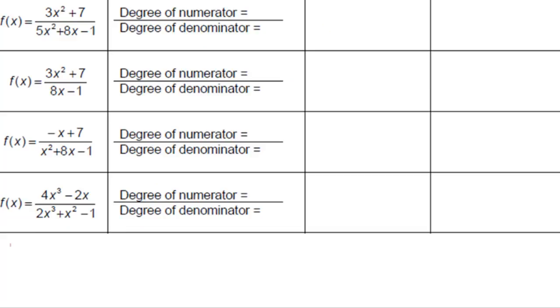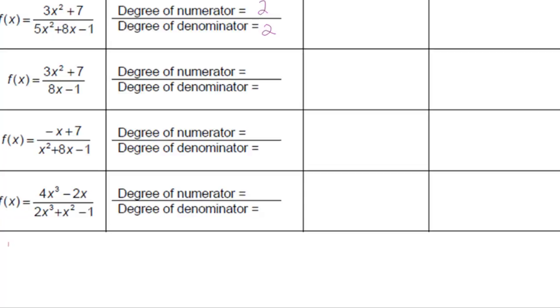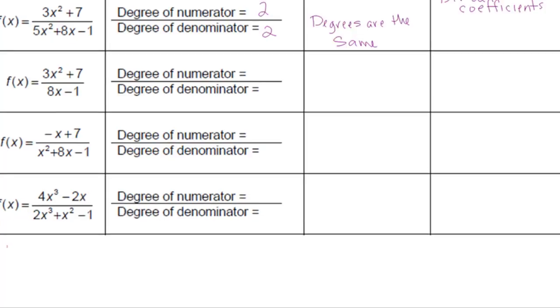These are some sample problems, so let's take the first one. 3x squared plus 7 over 5x squared plus 8x minus 1. The degree of the numerator, the power of that 3x squared, is 2. Now the degree of the denominator, we will have to take the greatest one, which is 2 also. So we compare and we figure out that the degrees are the same.